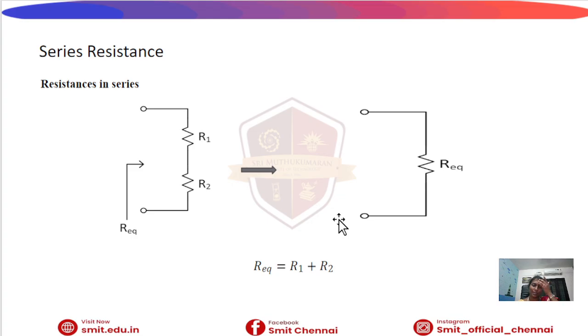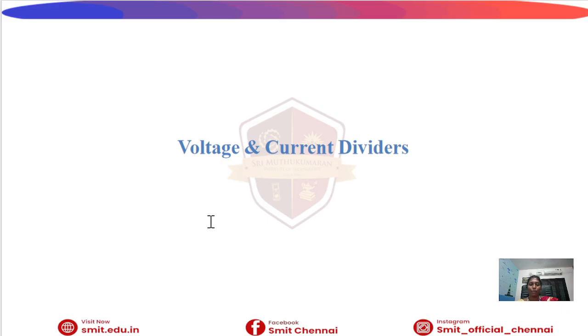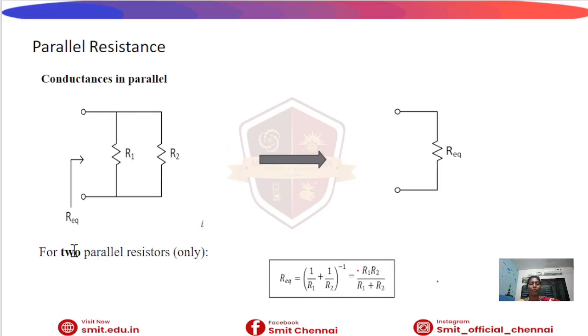Then series resistance. Here we have two resistors connected in series, and we convert them into one equivalent resistor. R equivalent is equal to R1 plus R2, we just add the two resistors. Then for two parallel resistances, we convert into R equivalent, the effective resistance, which is equal to the inverse of 1 by R1 plus 1 by R2. That is R1 R2 divided by R1 plus R2.